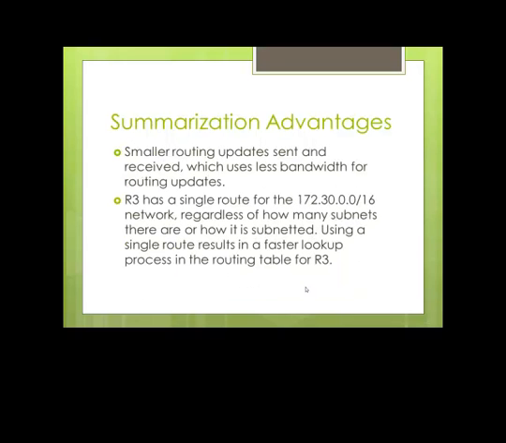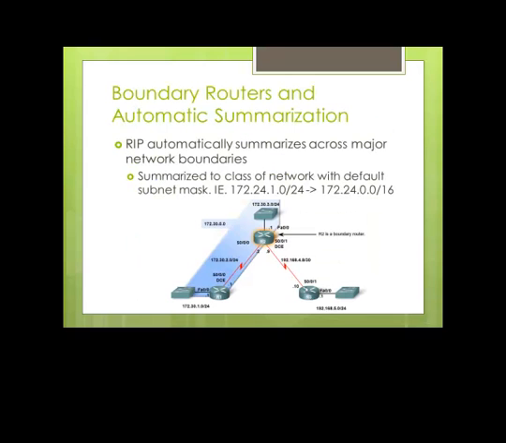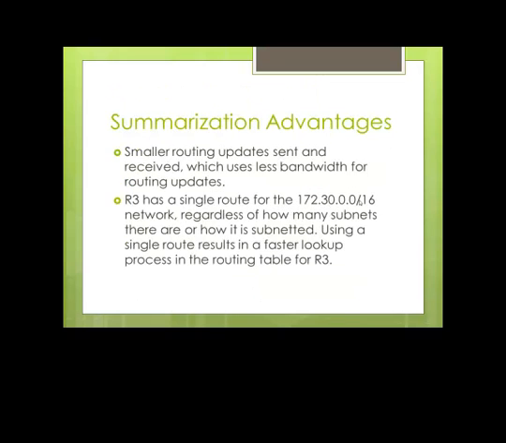Why do we want to summarize our networks? First, we want to summarize our networks because smaller routing updates sent and received will use less bandwidth for routing updates. Instead of having to send each one of those networks individually, if I go back to this example, instead of R2 having to send each one of these 172 networks individually, we can just summarize them into one and send it out. That can use less bandwidth.